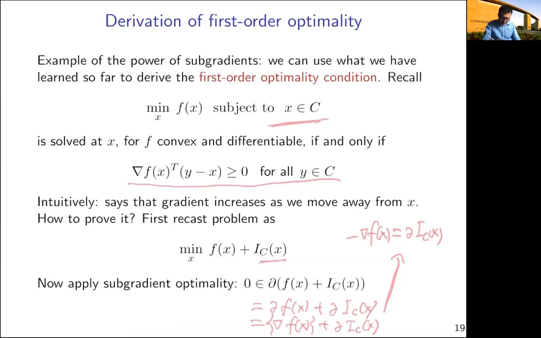Previously we've seen that the subgradient of the indicator function is actually the normal cone of C at x, which gives us that the negative gradient is inside the normal cone, right? But by substituting the definition of the normal cone, you recover exactly the first order optimality condition. So that will be a proof that comes directly from the subgradient calculus.